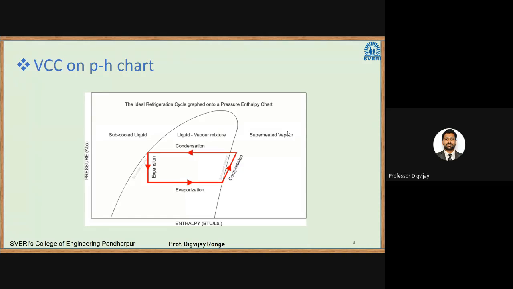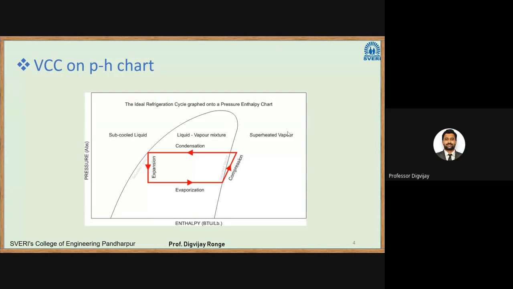So I'll first take a quick recap of what we have learned in the last lecture. Then I will take the example. We are in VCC, that is the vapor compression cycle. Also, we call it the VCR cycle, vapor compression refrigeration cycle.